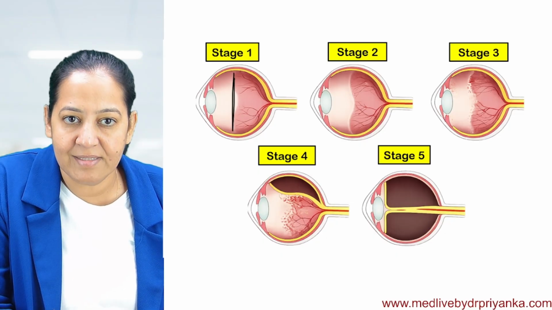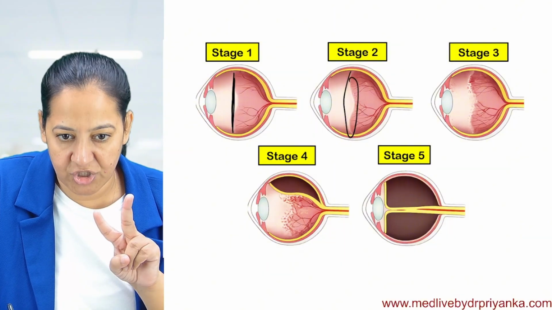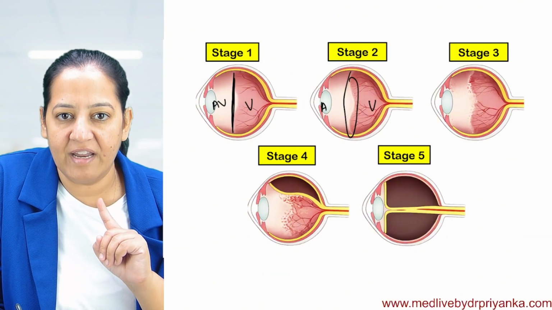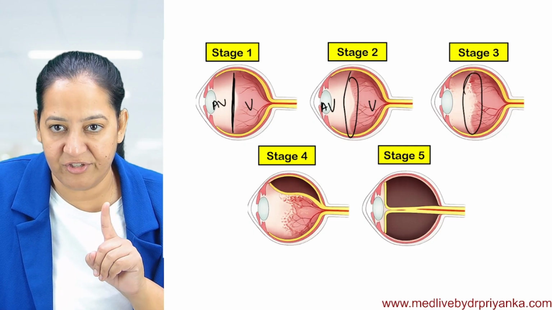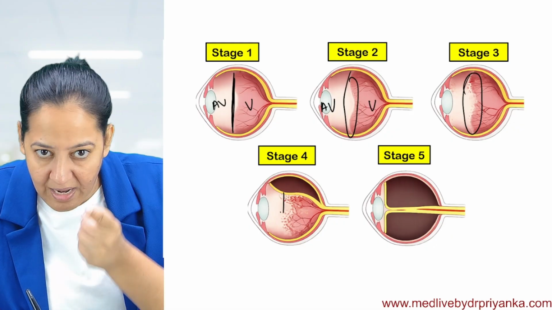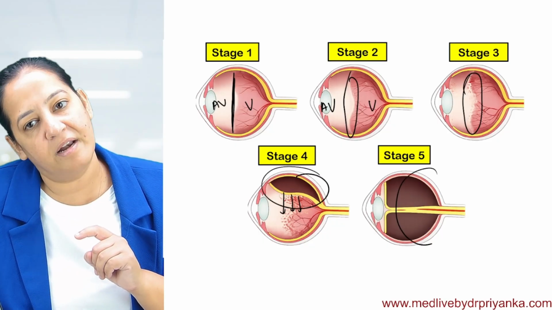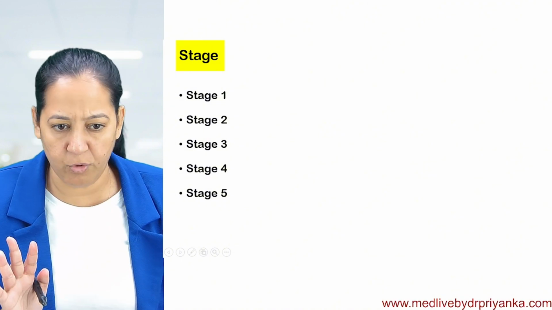First you see a line, say yes, in stage 1. The line converts into a ridge. Say stage 2, between vascular and avascular retina. On that ridge, the neovascularization is taking place. In that neovascularization, the fibrosis is taking place. The fibrosis is pulling the retina. So there is partial retinal detachment, then complete retinal detachment. So stage 4 and 5. The same you can appreciate here. Whatever diagram you want, you can draw.